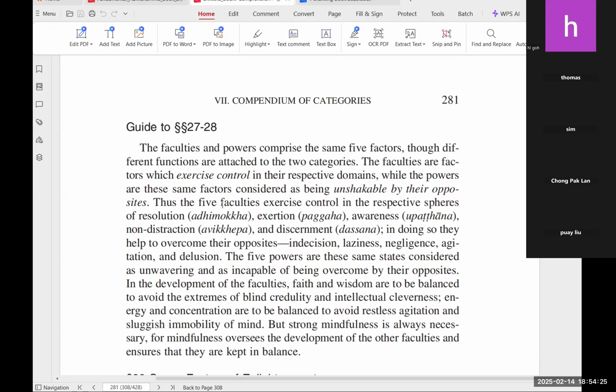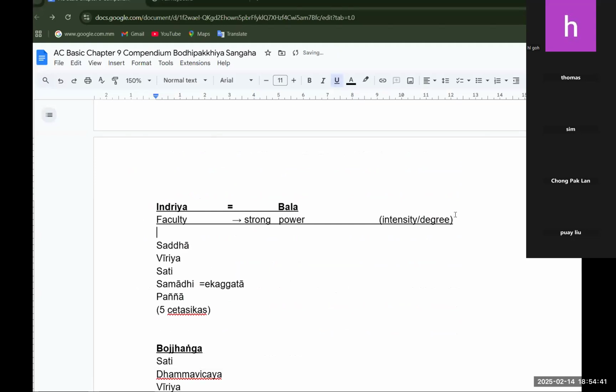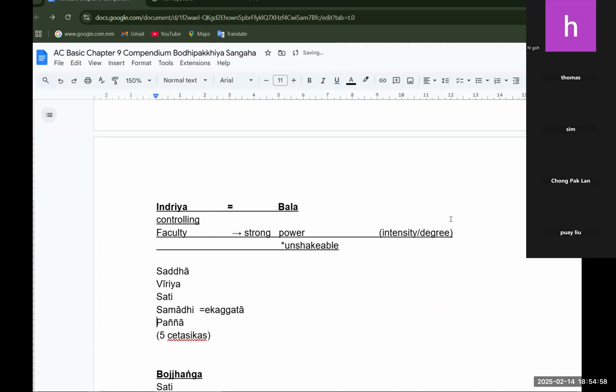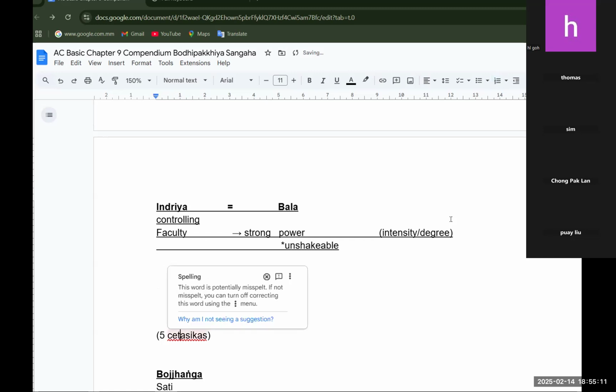All right. Thank you. So these are the five of them. Faculty means control, exercising control in their respective domain. Bala is power, meaning unshakable by the opposite. Sometimes we call Indriya the controlling faculty, and when it becomes strong, it becomes Bala, which is unshakable. I also explained this last time during my meditation class. These five are considered very important for anybody who practices meditation.